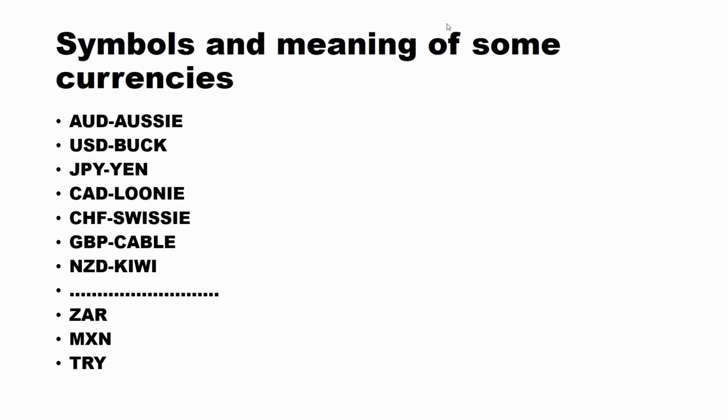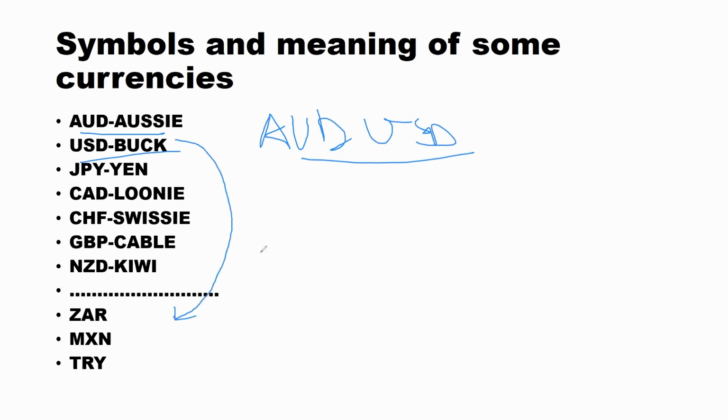Now, these symbols are what make up the pair. Someone may be asking, why are you telling us about these symbols? It's because they're the ones that make up the pair. For example, if you want to trade the Australian dollar and the US dollar, you want to exchange or trade them, they make a pair, written as AUD/USD, right? Let's say someone wants to trade the USD and the South African rand, it will be USD/ZAR, right?